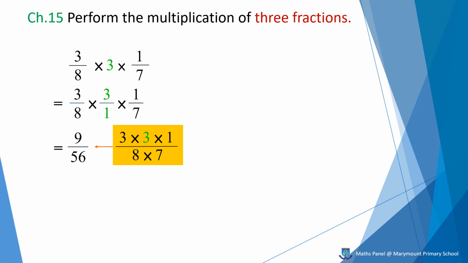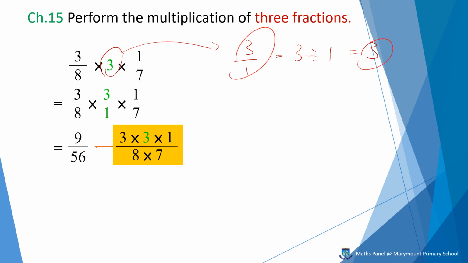What about if there's a whole number inside the calculation? Here, 3 over 8 times 3 times 1 over 7. Actually, 3 is equal to 3 over 1. 3 over 1 is equal to 3 divided by 1. So actually 3 over 1 is equal to 3.